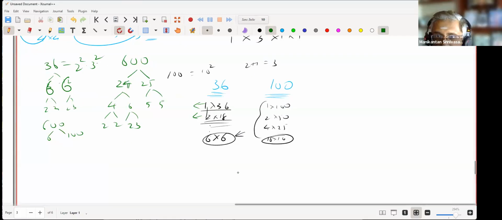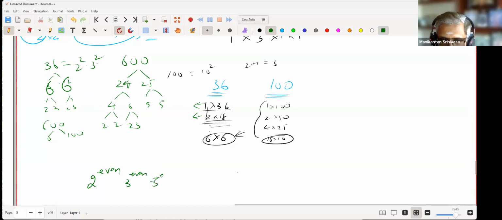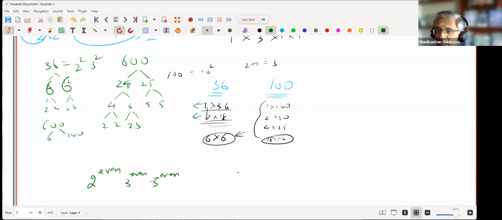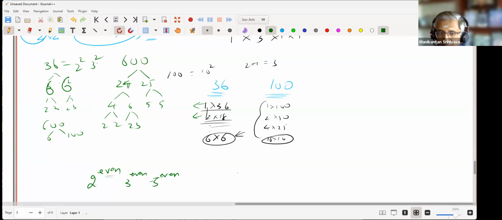Okay, guys. Any perfect square will have 2 power some even number, 3 power some even number, 5 power some even number. Every prime number will appear with an even power. And that even number does not have to be 2. It could be 0, it could be 4, it could be 6, whatever. But it's an even power, right?